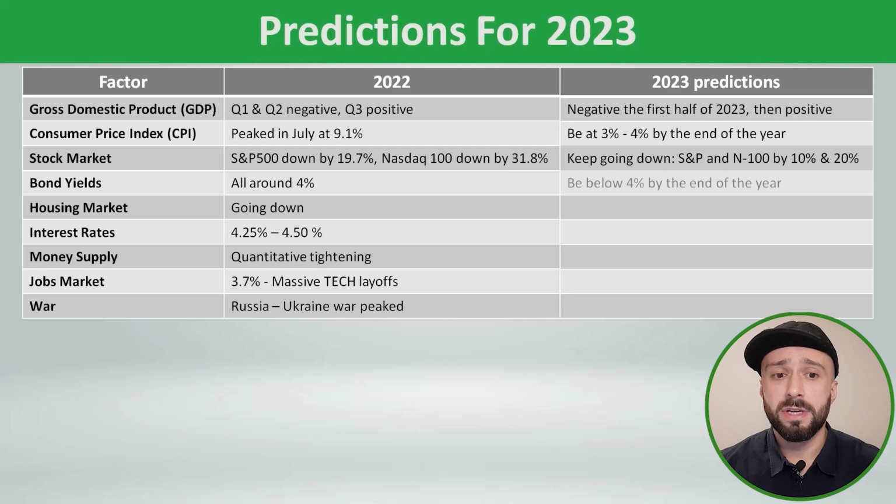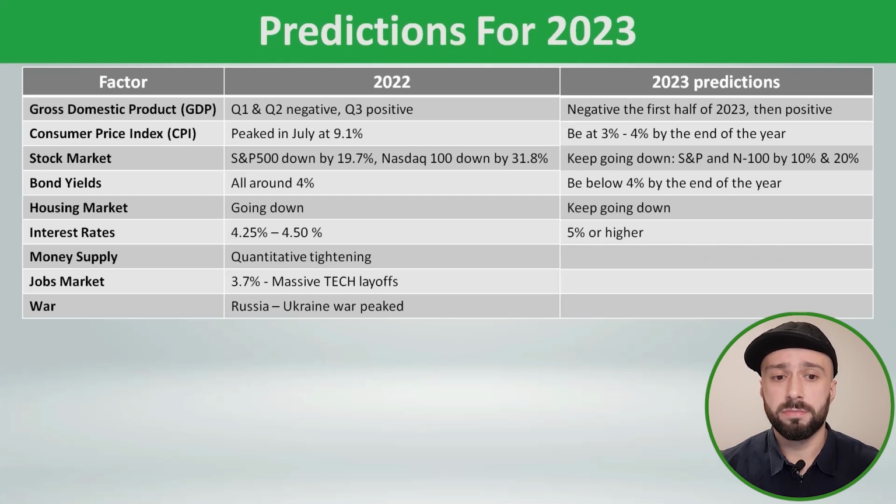The bond yields, I believe they will be below 4% at the end of the year. The housing market is going to keep going down because the prices of real estate are anyway way too high. The interest rates, if nothing major happens, will be at 5% or higher.